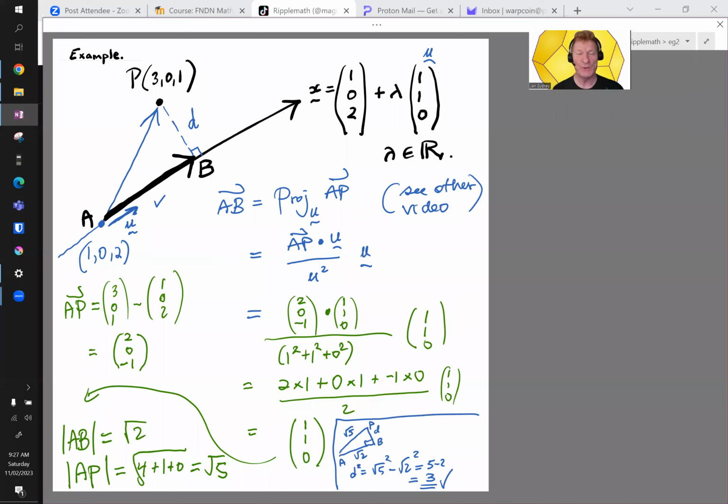Shortest distance from a point to a line using the projection formula. And don't forget that projection formula there, you can find another video, a short one, which explains that.